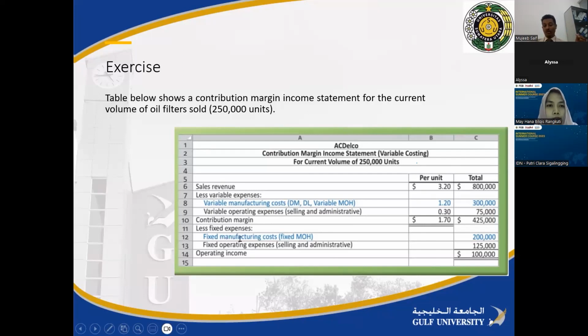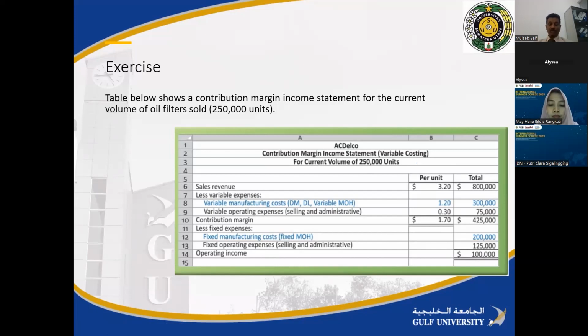After we calculate contribution margin, there is fixed cost that we should pay. For example, fixed cost related to manufacturing overhead is 200,000, and there is fixed cost related to operating expenses of selling and administration of 105,000. So that means the contribution margin of 425,000 minus total fixed cost of 325,000, our operating income is 100,000. This is just to explain to you, maybe some of you have not taken cost accounting. So this is the exercise.